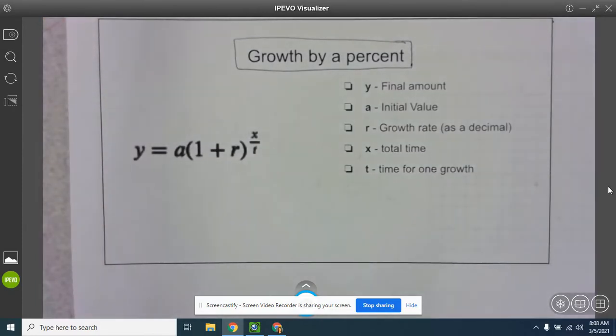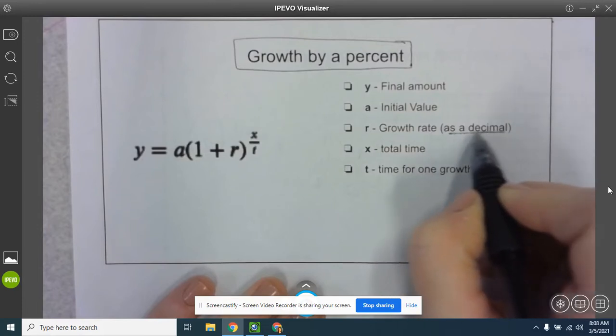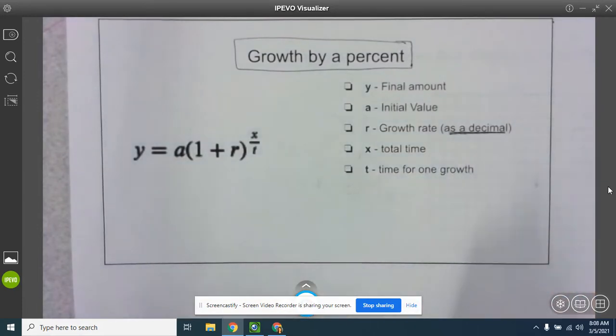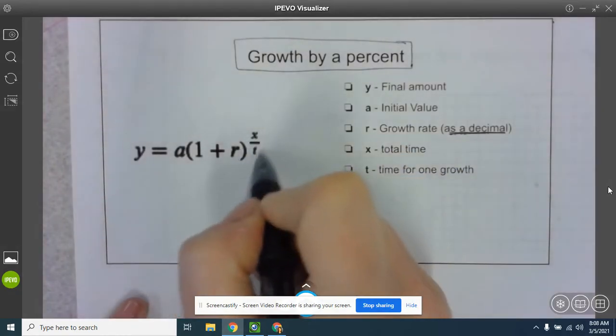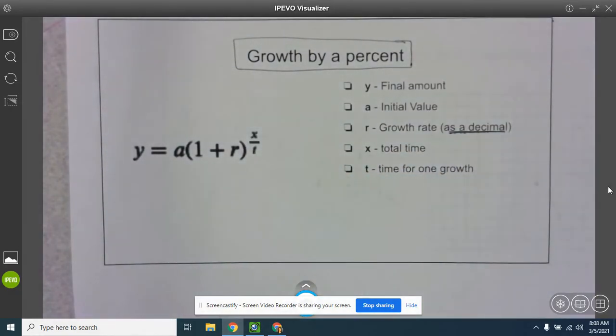So y is my final amount. A is my initial value or my starting value. R is the rate that we are growing, but the caveat is this needs to be as a decimal. And then X will be my total time. T is the time for one growth to happen, and that is a fraction in the exponent.